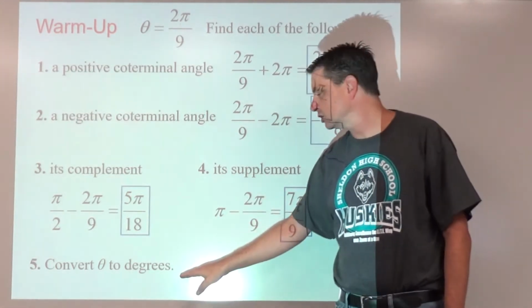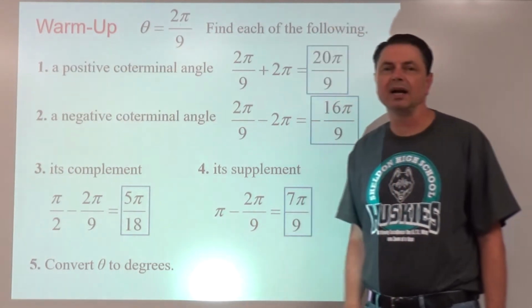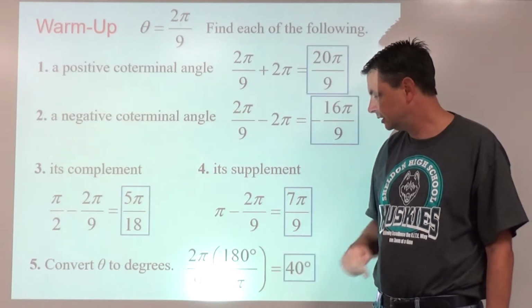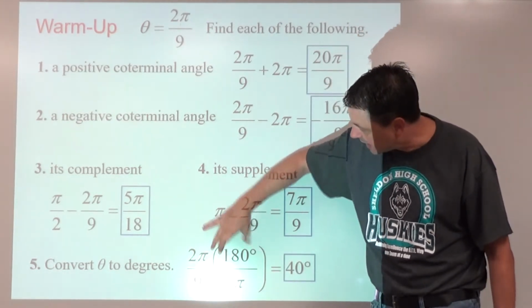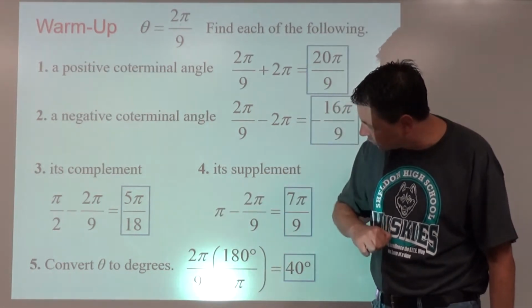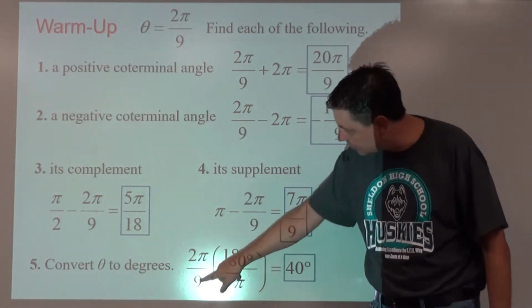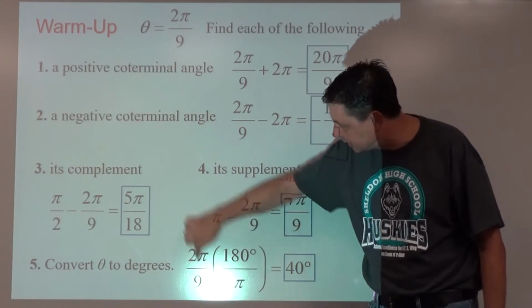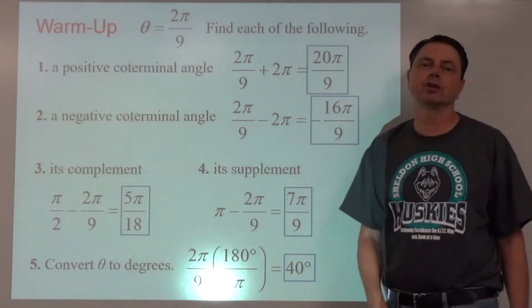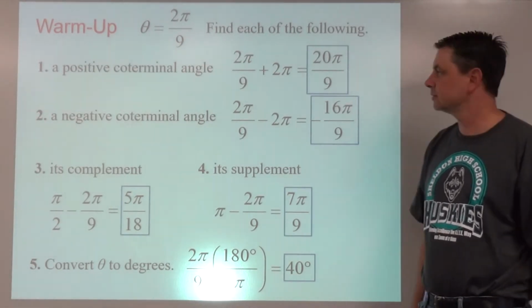And converting to degrees, we need to multiply by 180 degrees over pi radians, so 2 pi over 9 times 180 degrees over pi. Pi's cancel. 180 divided by 9 is 20 times the 2, 40 degrees. Needs to have the degree symbol, otherwise it's not degrees.